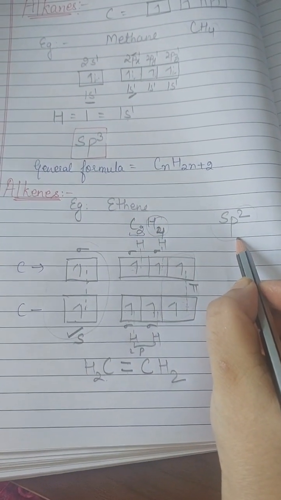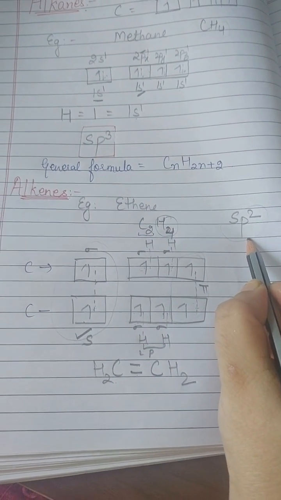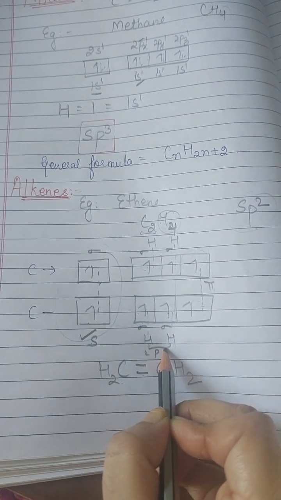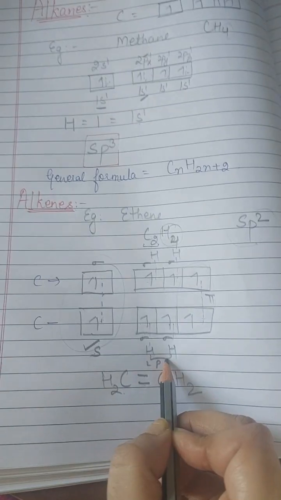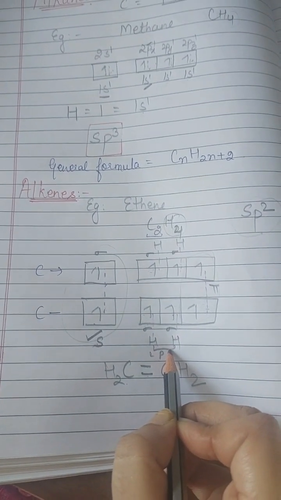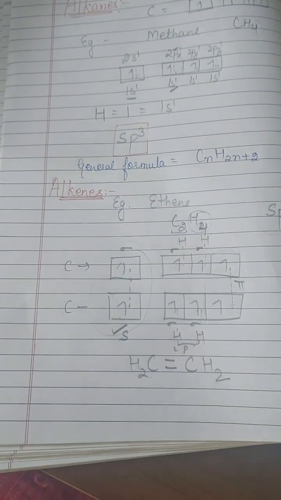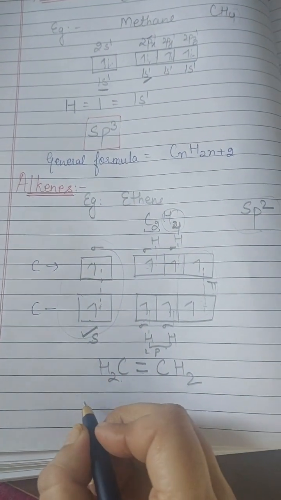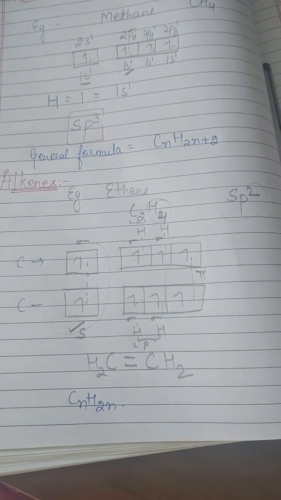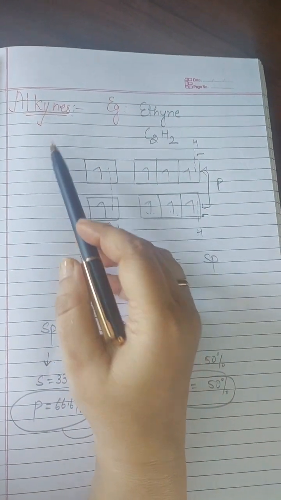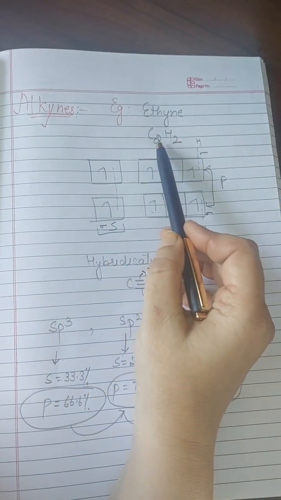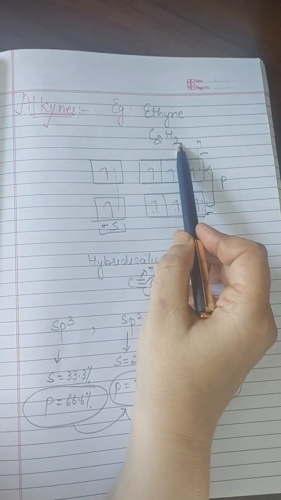Clear? So its hybridization is sp2 hybridization, as 1 s orbital and 2 p orbitals are involved in hybridization, or we can say in overlapping. The general formula for alkenes is CnH2n. Now let's take an example of alkynes. In alkynes, there is C2H2.